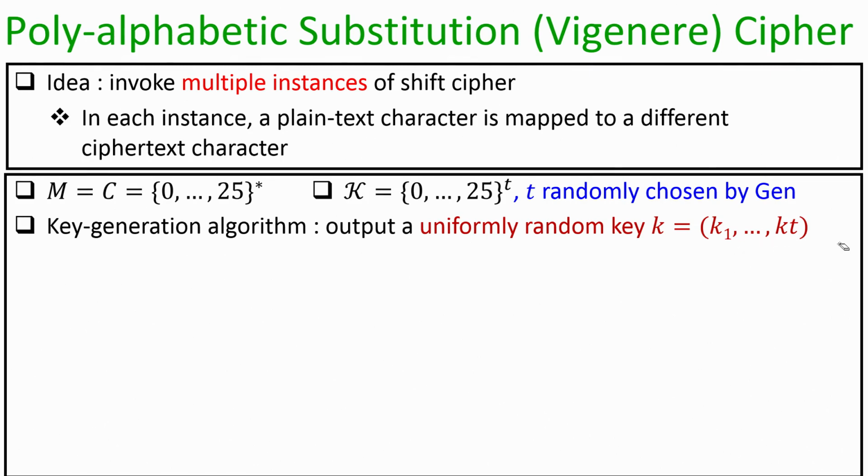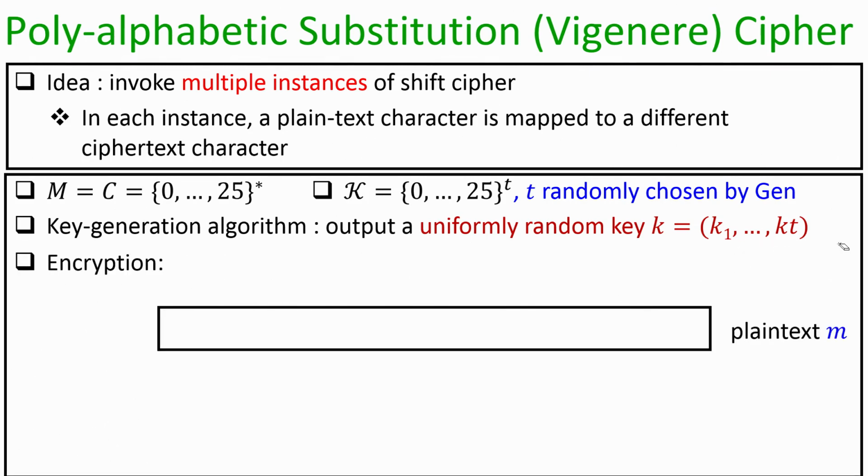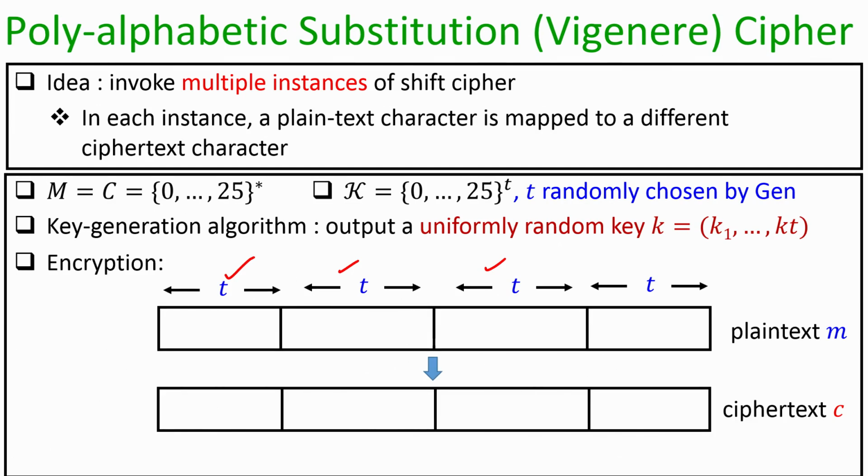That is the key generation algorithm, and the encryption algorithm happens as follows. So, imagine the sender has a plain text. What the sender is going to do is the following. It is going to divide its plain text into blocks of t, t, t. It might be the case that the plain text is not actually a multiple of t, so it might be possible that the last block may not be of size t, but for simplicity assume that the last block is also of size t. Once the message is divided into blocks of size t, the idea here is to encrypt each of the blocks using the key by running an instance of shift cipher.